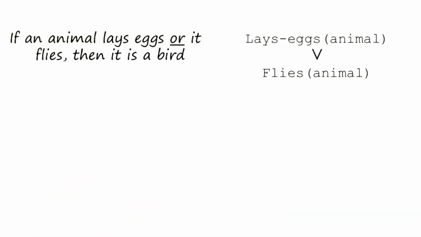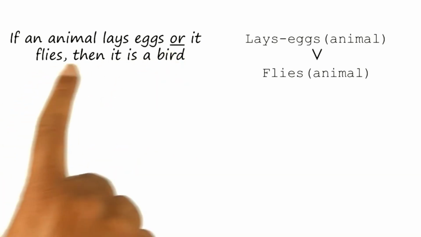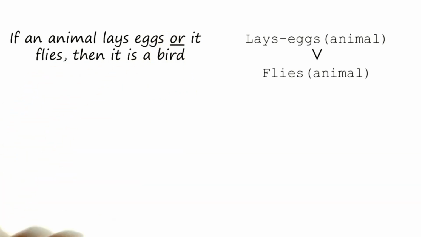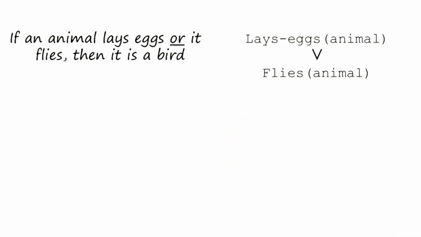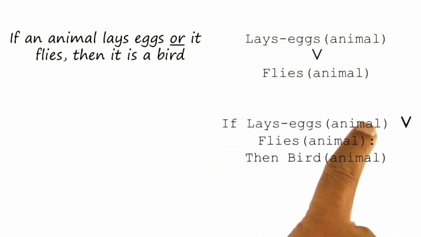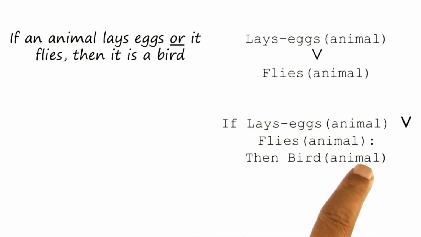Consider a slightly different sentence. Supposing this sentence was if an animal lays eggs or it flies, then it is a bird. In that case, again, we'll have two predicates, but this time we'll have a disjunction between them. And the sentence would become if animal lays eggs or animal flies, then the animal is a bird. And again, this is an implication.